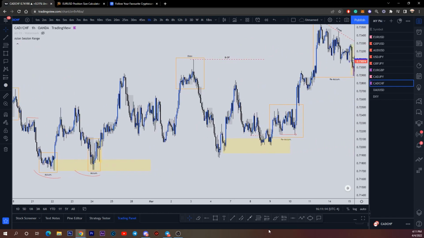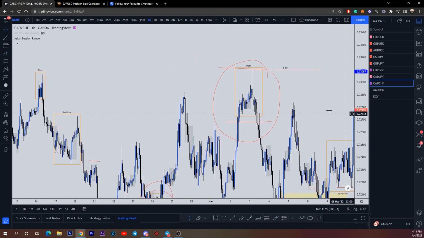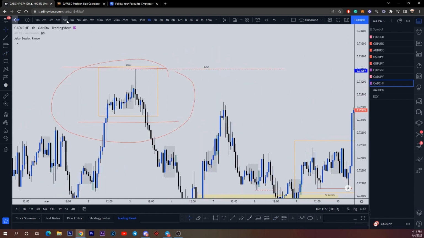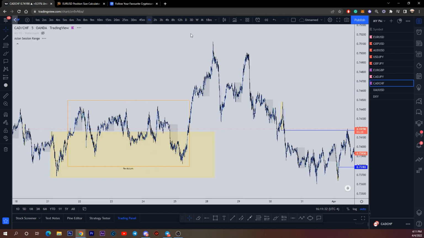Okay, so let's say you wanted to catch this distribution, right? Knowing that the market is at a high point like this, and you want to see us come back down to mitigate a lower point, you could trade this distribution as a counter. The reason why you could have traded this distribution is because we raided Asian highs. Okay, let me see if I can kind of pull it up for you guys.